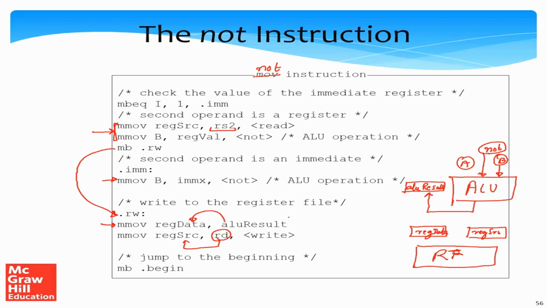So since reg data is already populated, we can in parallel issue a write in the register file, and the write will happen in one cycle, and then we are done. So we jump to the beginning of the preamble. Alright, so we have done instructions of the form move and not, and also 3 address format ALU instruction. So let's see what's left.